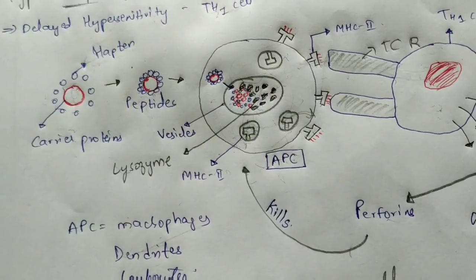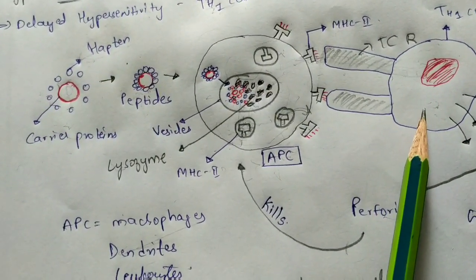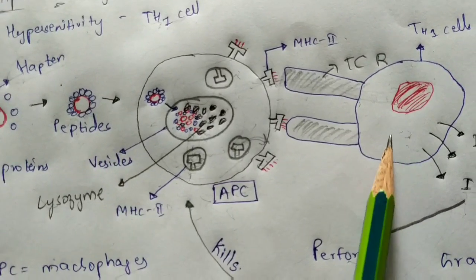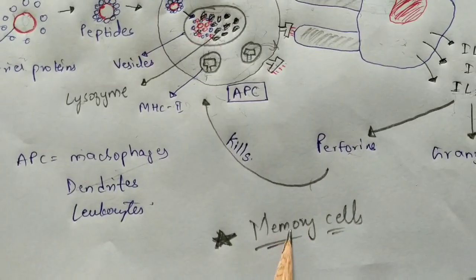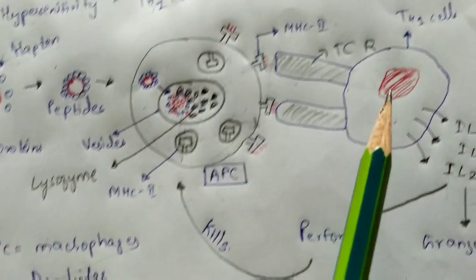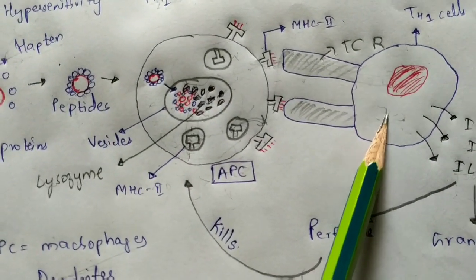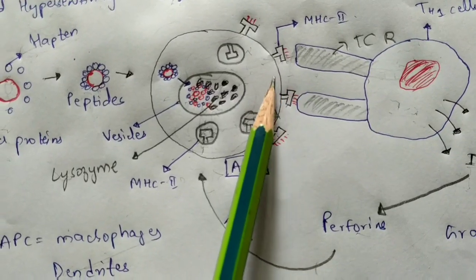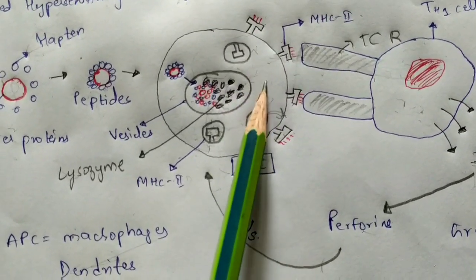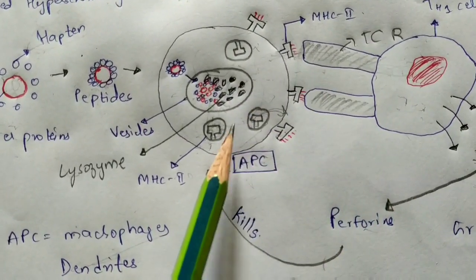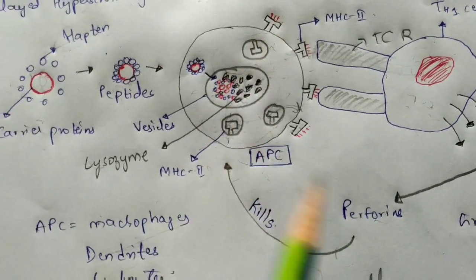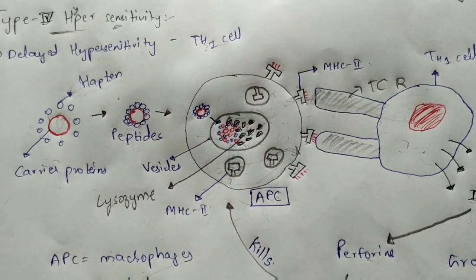How does it recognize? It recognizes because of the memory cells. Normally T helper cells consist of memory cells. Okay, T helper cells consist of memory cells. This is very much important to remember. Due to the presence of these memory cells, it can recognize the type of antigen which has been repeated the same, and if it is repeated the same, then again the damage of tissue will not take place. Okay, so in this way this is very much important to remember for type 4 hypersensitivity.